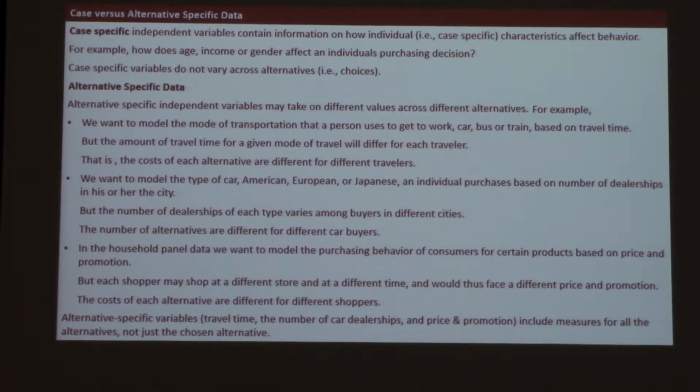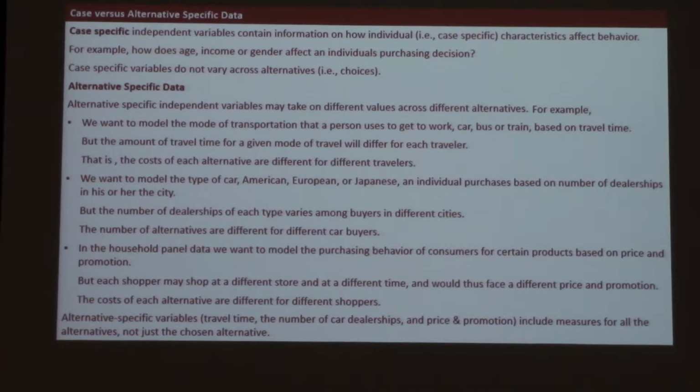So demographic, the easiest way I remember these things, and these technical definitions are always difficult, is that case-specific variables are going to be demographic characteristics. Alternative specific variables are things like price and cost and promotion.